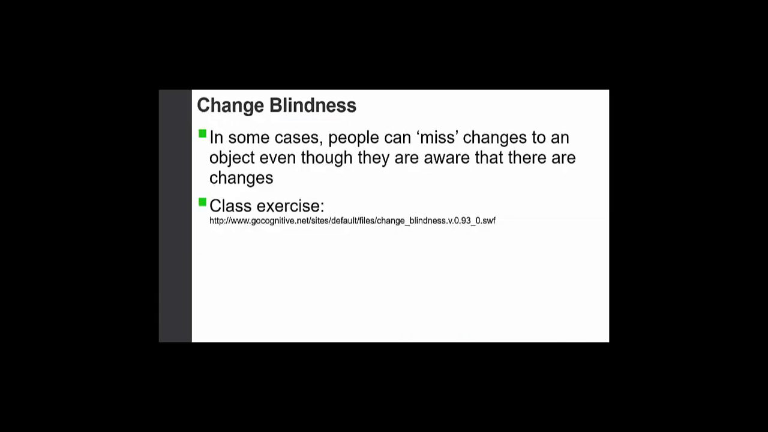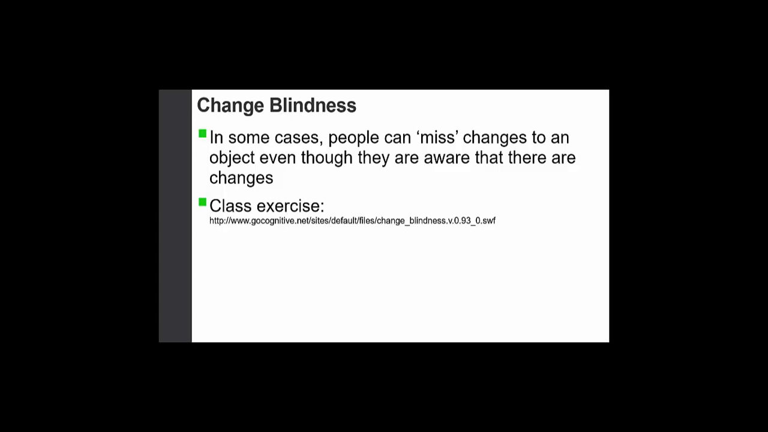Now I want to switch gears a little bit and talk about something that's similar to inattentional blindness, but different. And that's something called change blindness. And so in some cases, people can miss changes to an object even though they're aware of those changes, right? And I'll come back to this in a little bit.